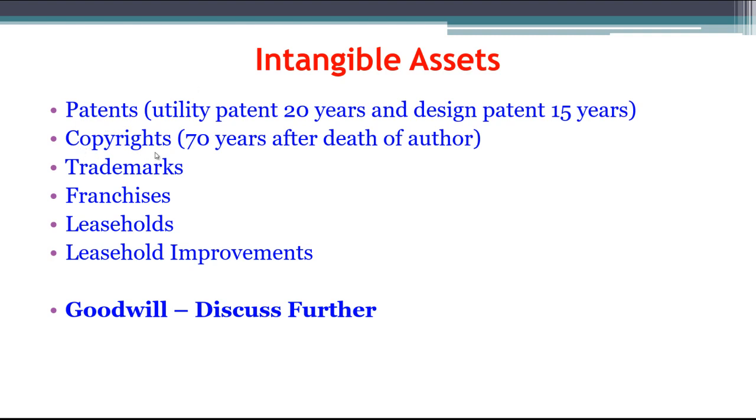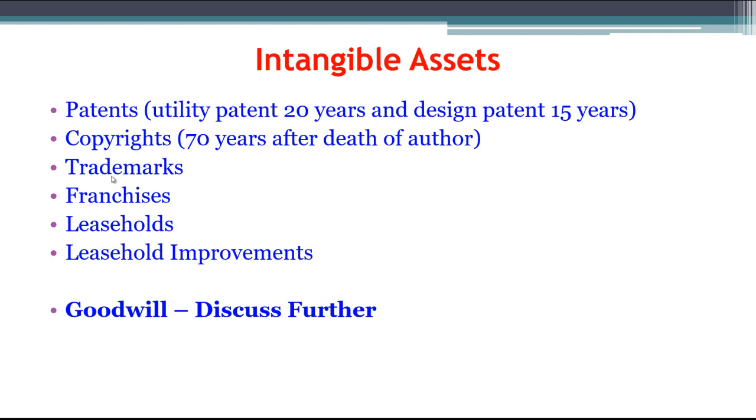A copyright is a work of art, a book, even software has copyright law behind it, a song, things like that, movies. And they are good for 70 years after the death of the author. Now that's in order for them to pass some of it down to their estate and their family and such. So that's what we have there.